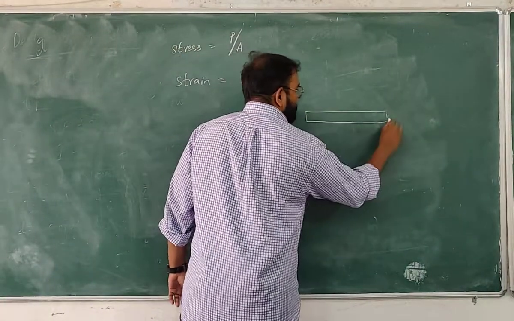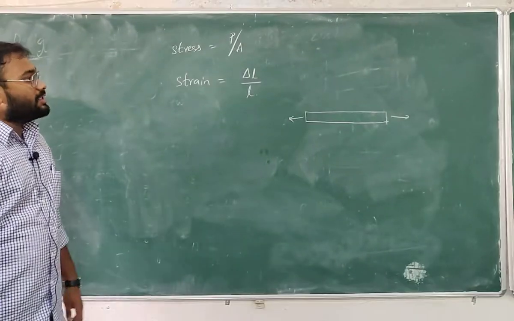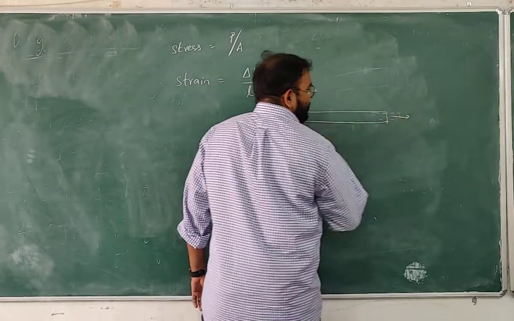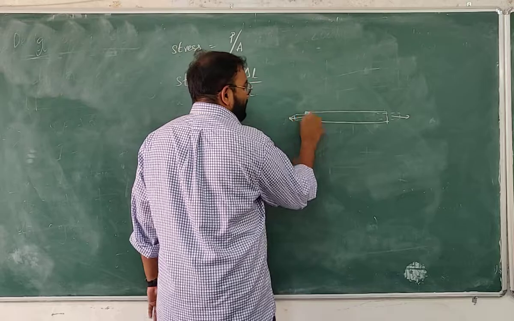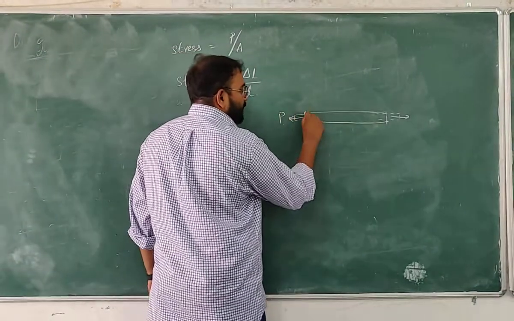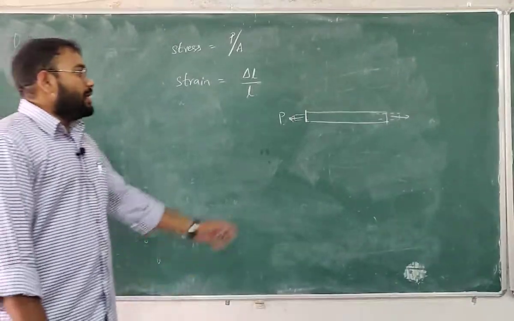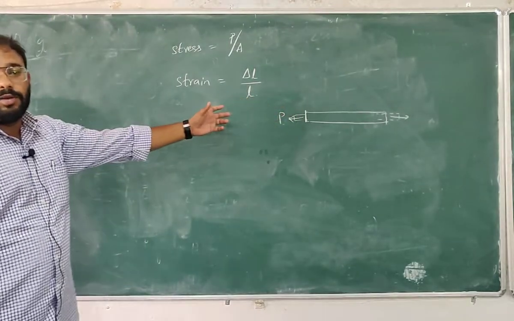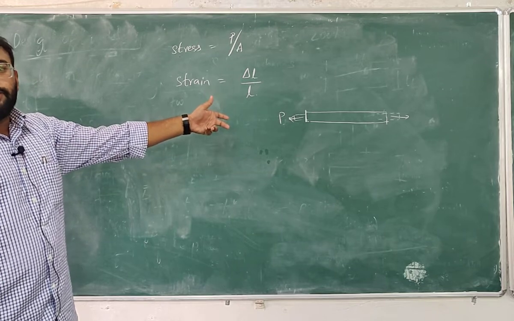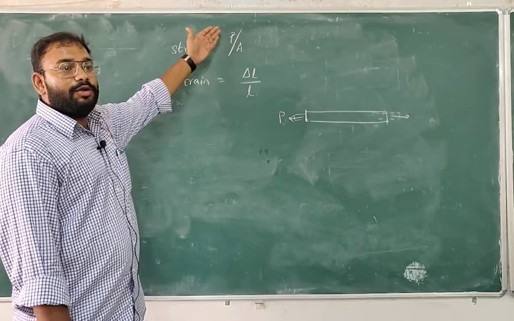Suppose you have a body like this which is subjected to an axial pull such that it is elongating. This is the elongation. The change in length by original length is termed as strain, whereas the load acting per unit area is called stress. Suppose this body is a rectangular bar. What will be the area of a rectangular bar? L into B. Suppose it is a circular bar, pi d square by 4 is the area. So for different cross sections and applied load, you can calculate the stress.